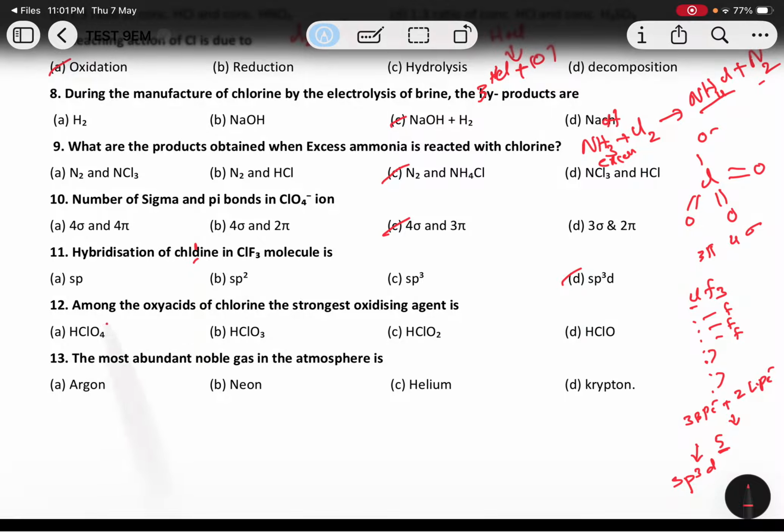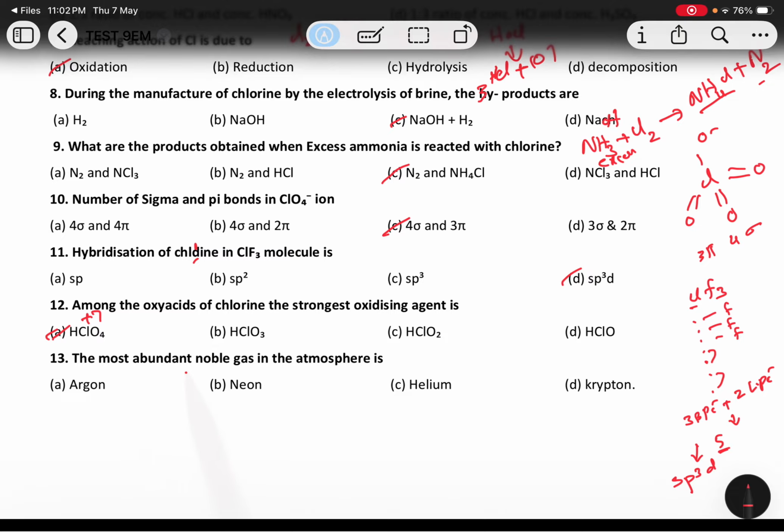Okay. Next, 12th one. Among the oxyacids of chlorine, the strongest oxidizing agent is, reduction will take place, that means it gains more electrons. Among the given compounds, the maximum oxidation state, +7, is present in A, perchloric acid. So it gains 7 electrons and can act as a strong oxidizing agent. So perchloric acid is the strongest oxidizing agent.